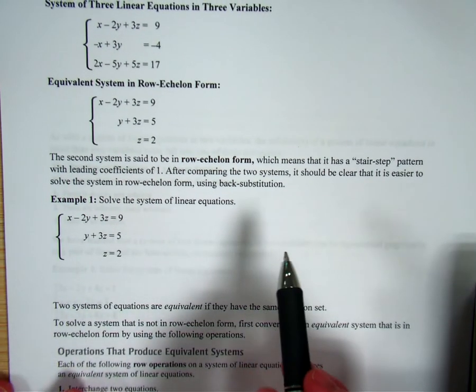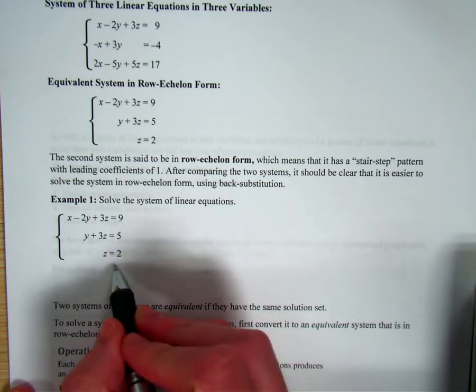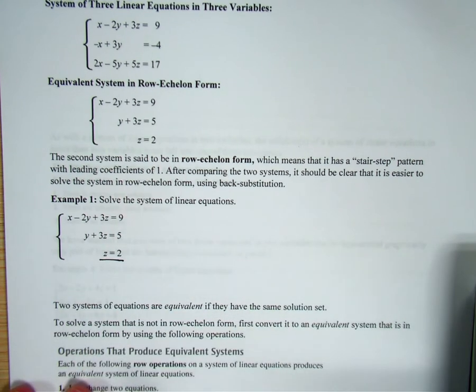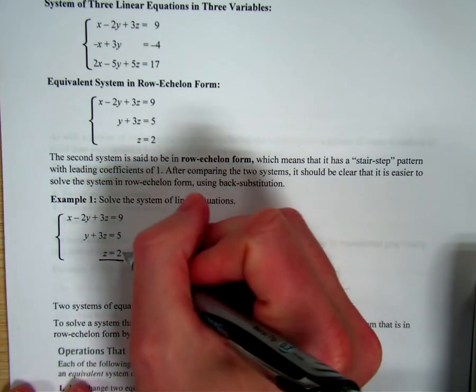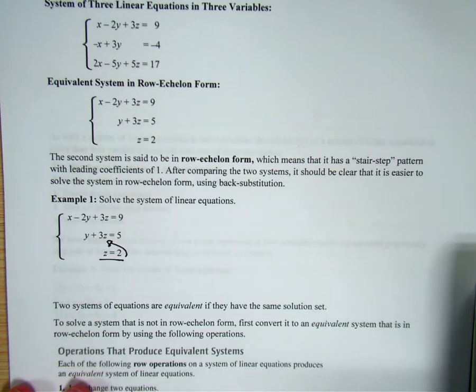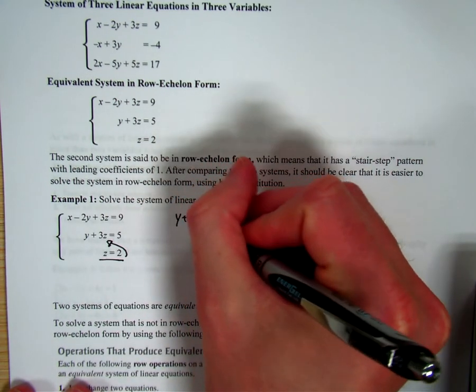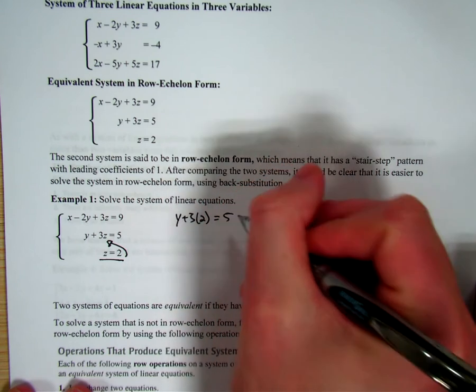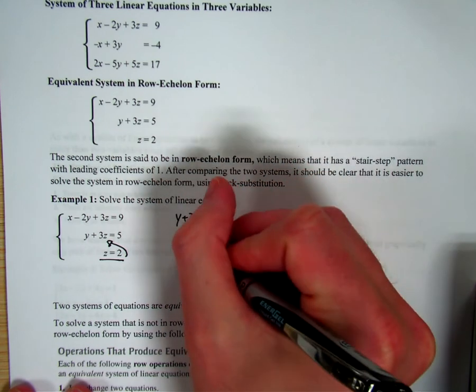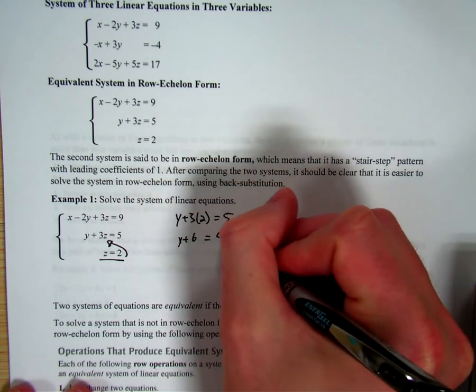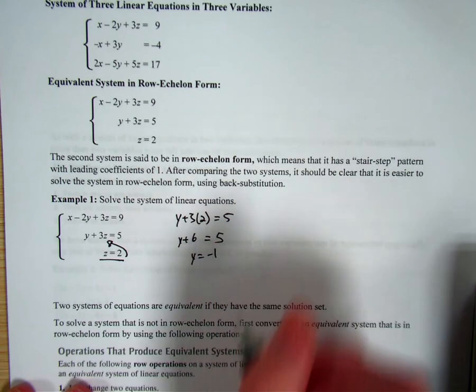Example 1. Let's use back substitution to solve. So, ta-da, z equals 2. Well, if I know z equals 2, let's put that in there. y plus 3 times 2 equals 5. And we'll get y equals negative 1.